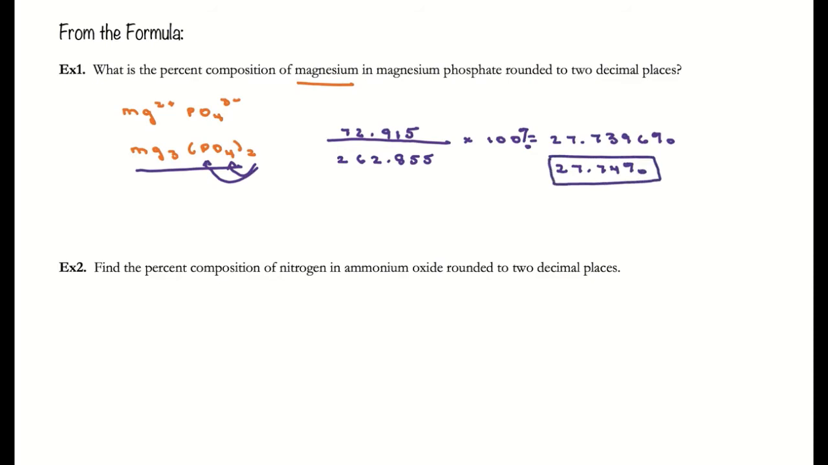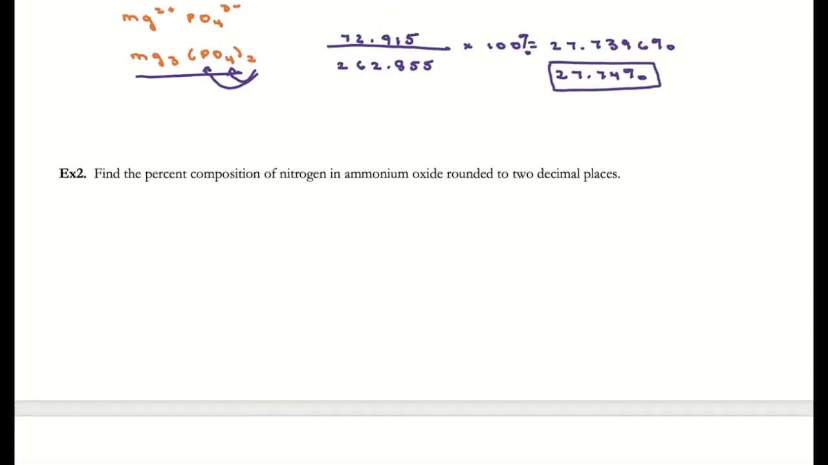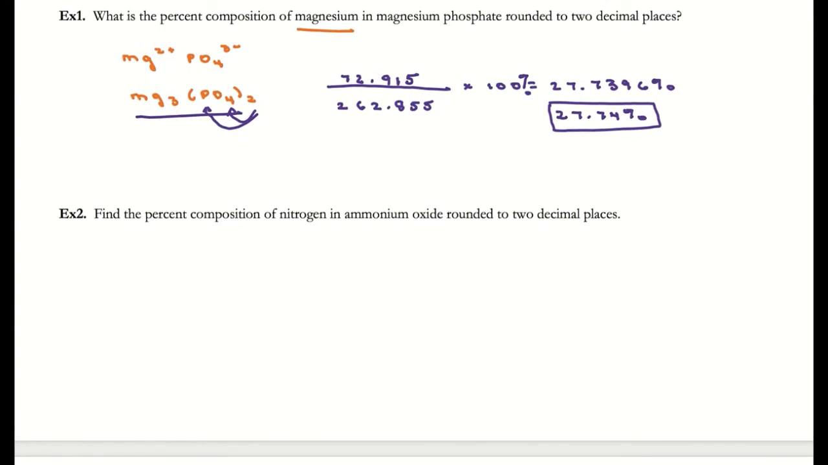Okay, let's look at the next problem. Find the percent composition of nitrogen in ammonium oxide. To determine the percent composition of nitrogen, I have to know the formula for ammonium oxide. Ammonium has a +1 charge. Oxygen is 2-. So when I cross my charges, I get (NH4)2O. I'm going to put the molar mass of just nitrogen on top, and the total molar mass of the compound on bottom.